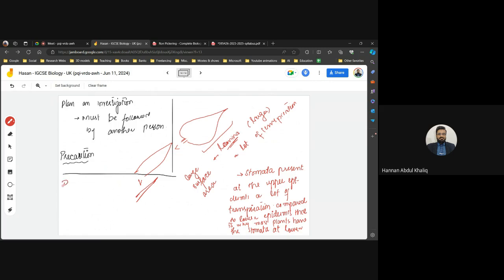And even desert plants shed their leaves to remove stomata, to avoid transpiration in the driest season, in the dry season. This was the point that I was forgetting yesterday.